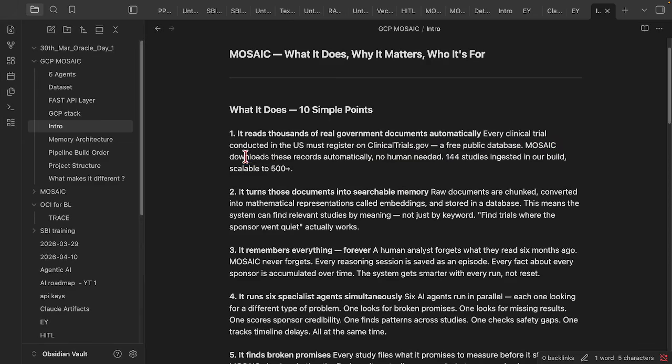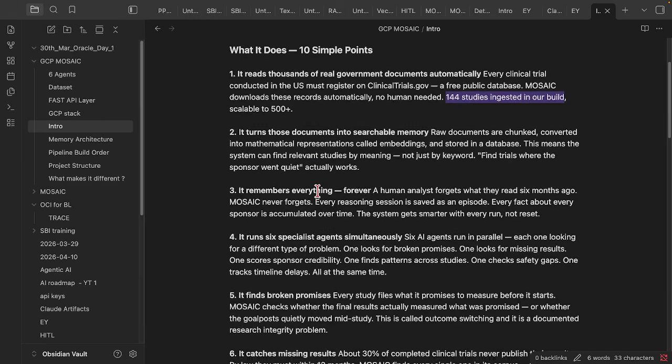Our agent is going to download these records automatically. We don't need to be dependent on any human. We're going to roughly ingest around 144 research studies, but the project is scalable to 500 plus. That is huge, let me tell you. So basically we're going to be dependent on 144 documents to fetch the knowledge from.